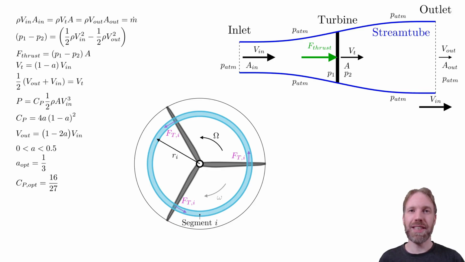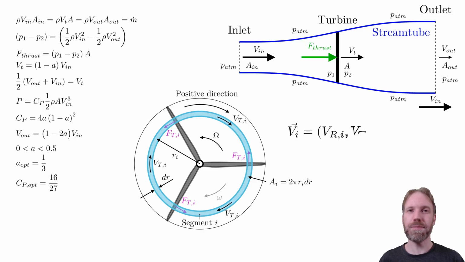Define the radius of this segment r_i and call the width, which is small, dr. The area of the segment now becomes 2 pi r_i dr. Define the positive direction clockwise, which is the direction of the wake rotation. We will now add the tangential velocity v_t,i for this segment. The velocity will become a vector. Here we use cylindrical coordinates and call the directions radial, tangential and normal direction.